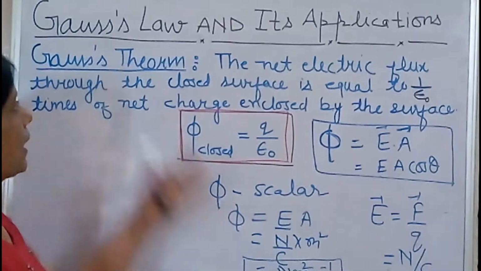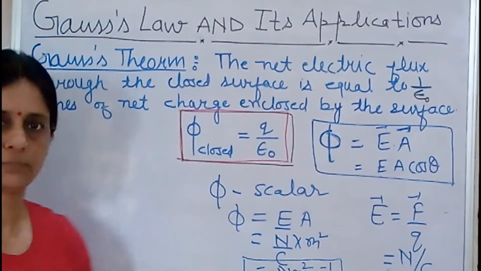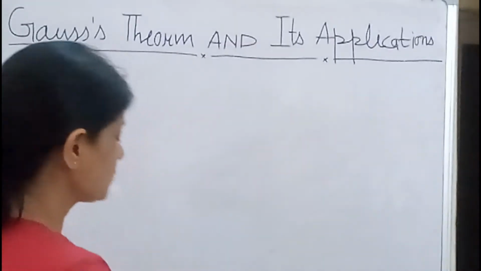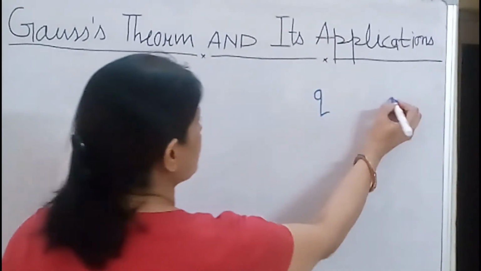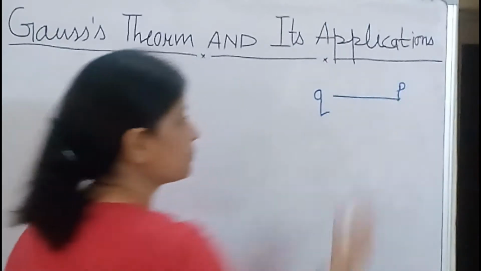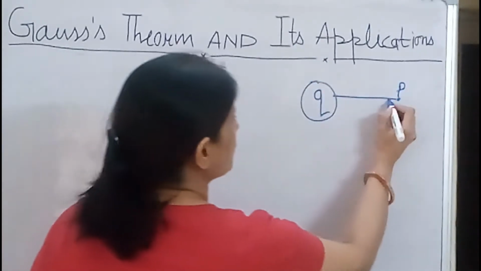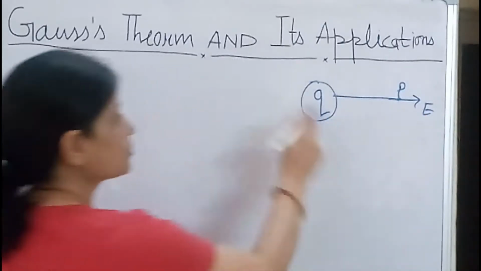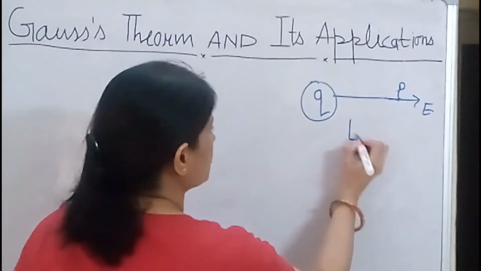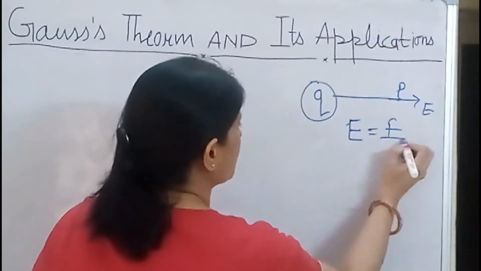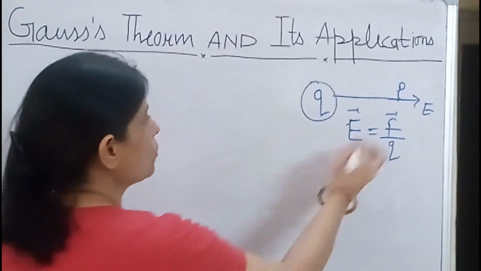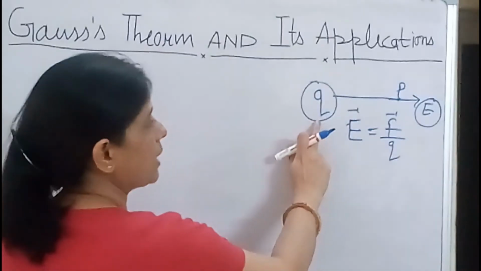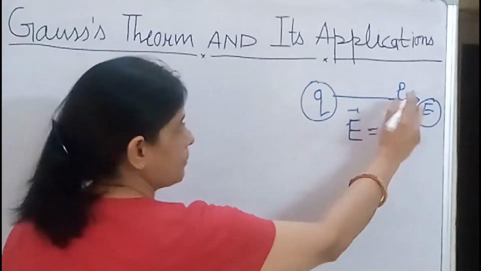Now we will discuss what are the applications of Gauss's theorem. As we know, if we have a single charge Q and we have to find the value of electric field intensity at a point P due to this charge Q, we have to apply the formula E is equal to F upon Q. This is the formula we know to find the value of electric field intensity E due to this single charge Q at a point P.